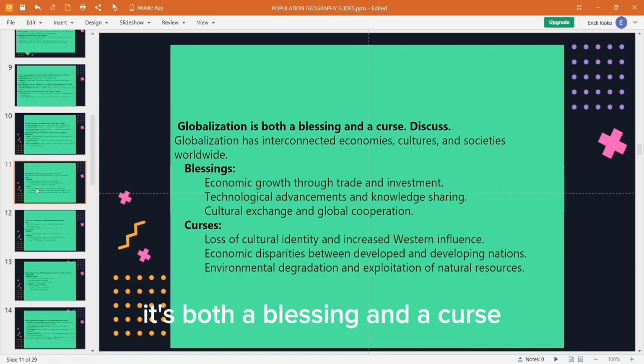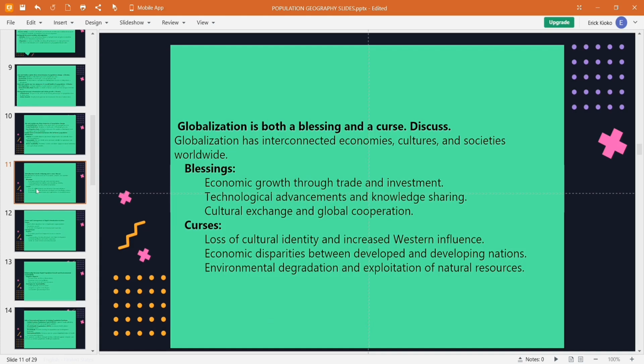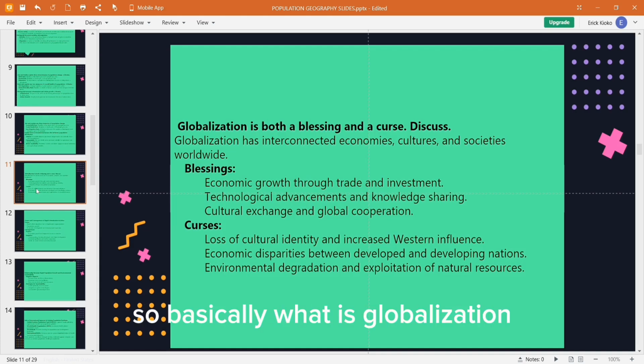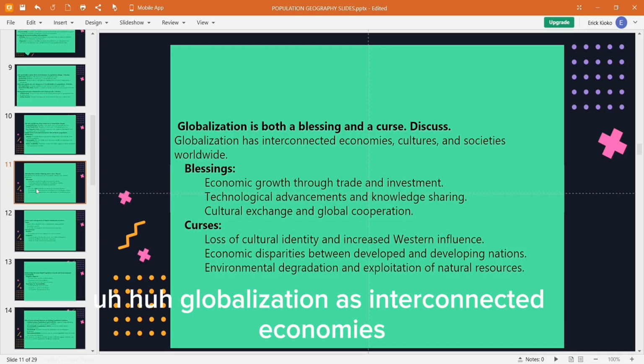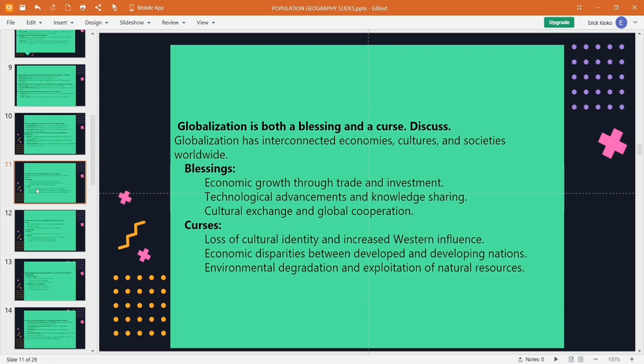Let's go to globalization. It's both a blessing and a curse. We are just discussing. So basically, what is globalization? It's basically interconnectedness. Globalization is interconnected economies, cultures and societies worldwide. For example, with the internet, you can talk to a person on another continent. So we can share views, cultures, economy, societies.